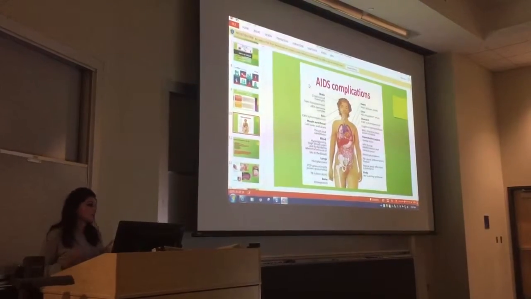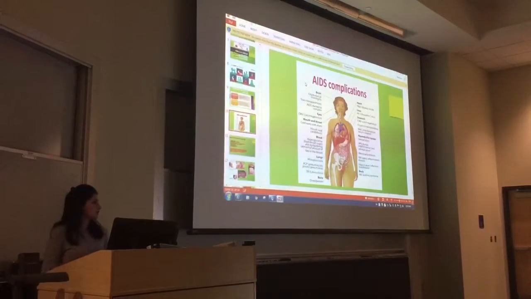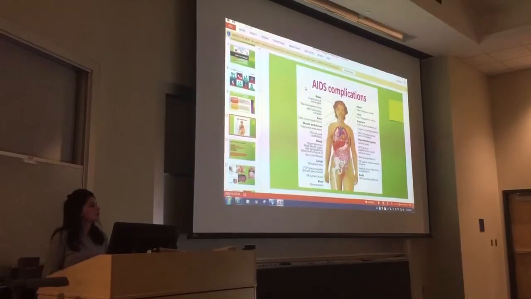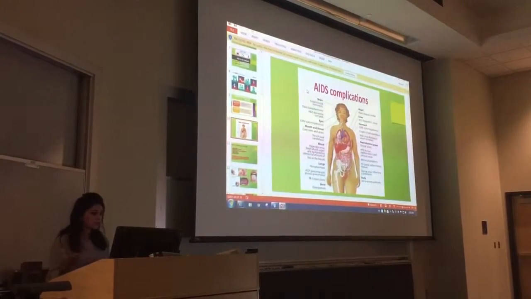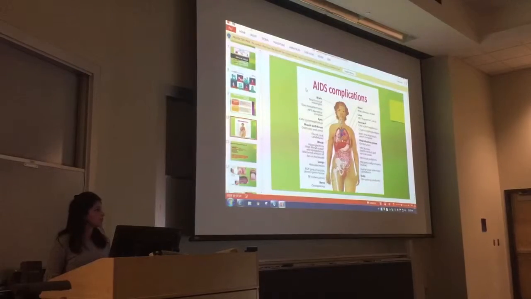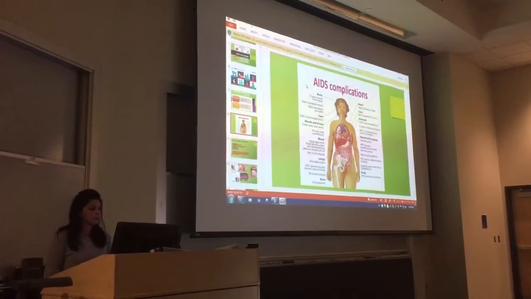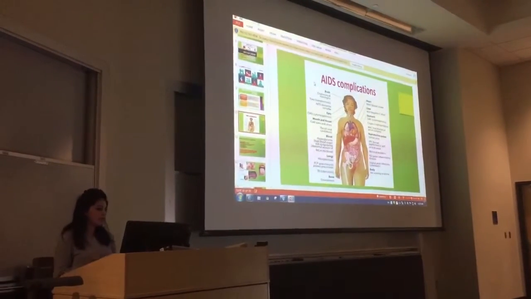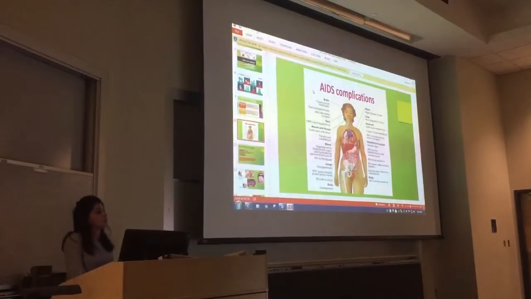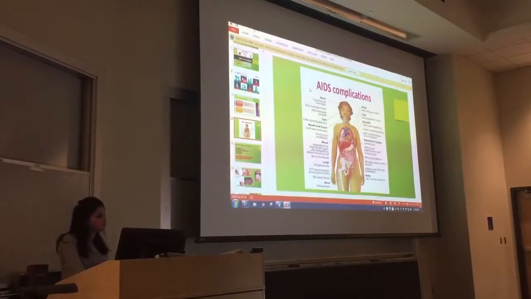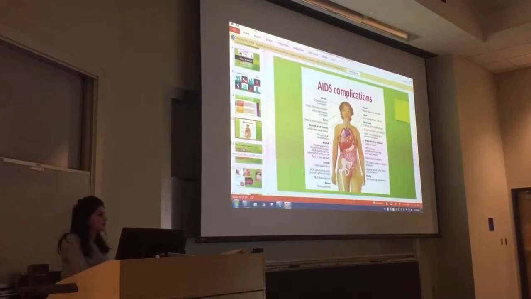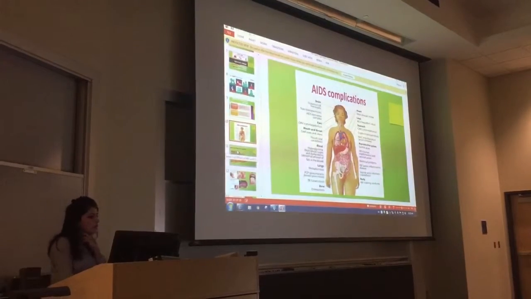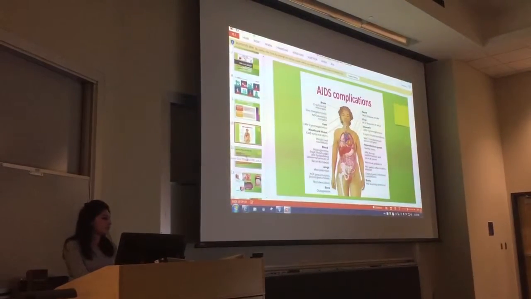But what makes AIDS deadly is because it does affect all of the organs, and at this point your immune system is compromised. And so you get a lot of opportunistic infections. Your body at this point is not able to fight a lot of infections. And so that's what makes AIDS deadly, but not so much HIV if it's treated early. Did that answer your question? I'll get to it on one of the slides, on why we don't have a vaccination for it.